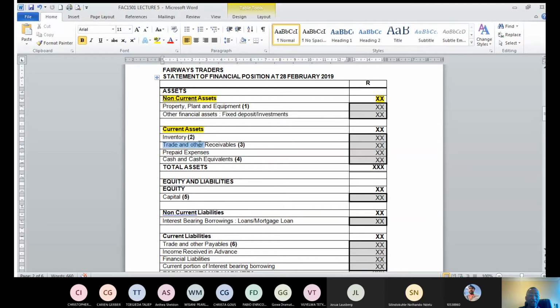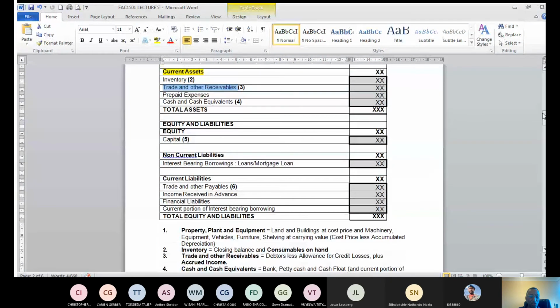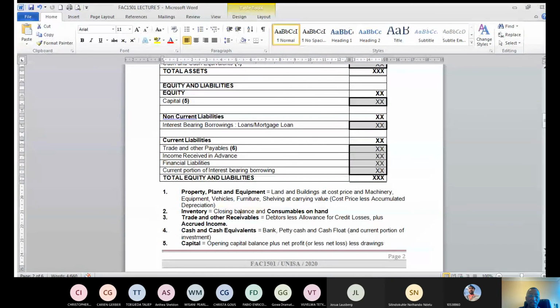Your next heading is your trade and other receivables. Trade and other receivables will consist, I've got it for you there under number 3, of the trade receivables minus allowance for credit losses plus any accrued income. Now, allowance for credit losses and accrued income are some of the adjustments that I will explain to you in our next lecture. So at this point in time, you must just remember that your trade and other receivables will consist of your trade receivables amount.